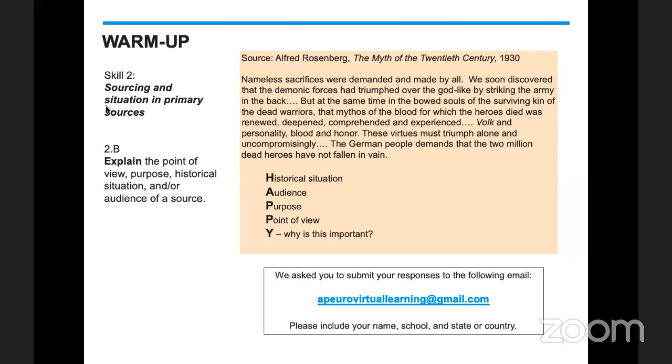Okay. So we gave you this source from Alfred Rosenberg. He wrote in this text, The Myth of the 20th Century, and he wrote it in 1930. And we asked you to HAPP the source, to identify the historical situation, the audience, the purpose, the point of view, and then always, when you are doing the HAPP part, you have to talk about why is that important. If we're looking at 2B there on the left, you have to explain why is that important, okay? And we got some great responses. Next slide, please, Katie.